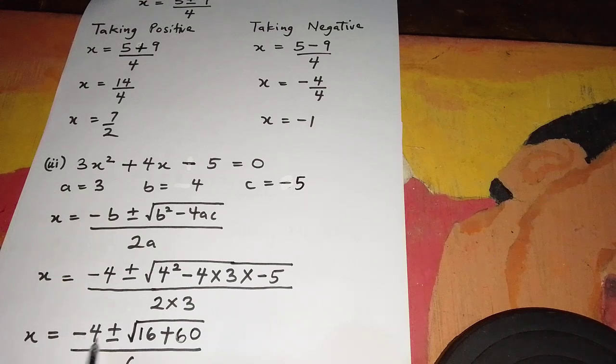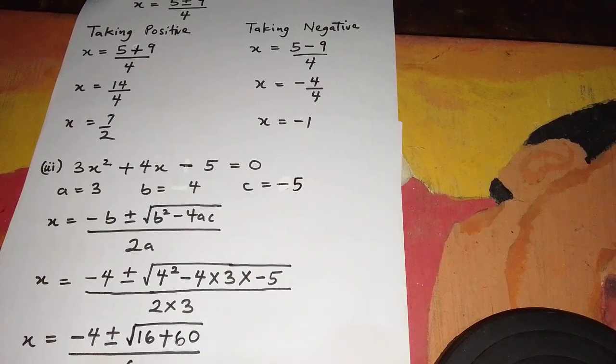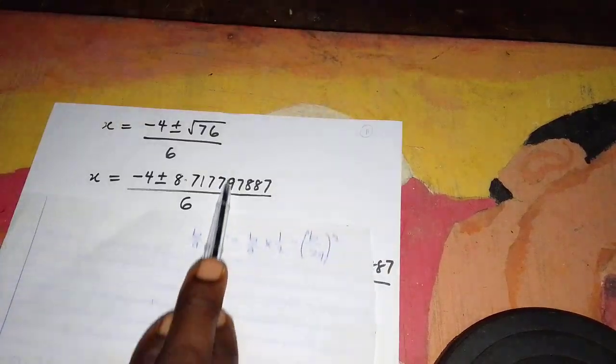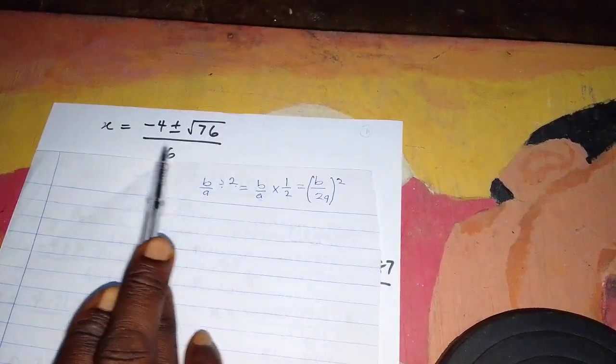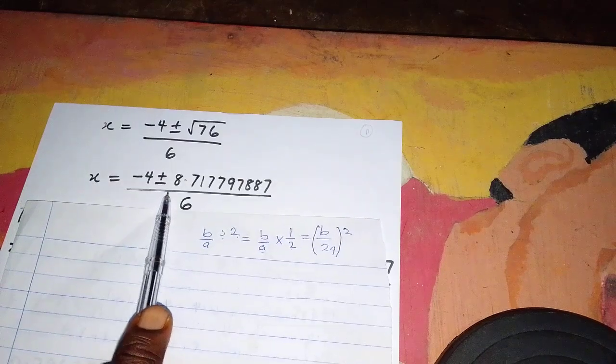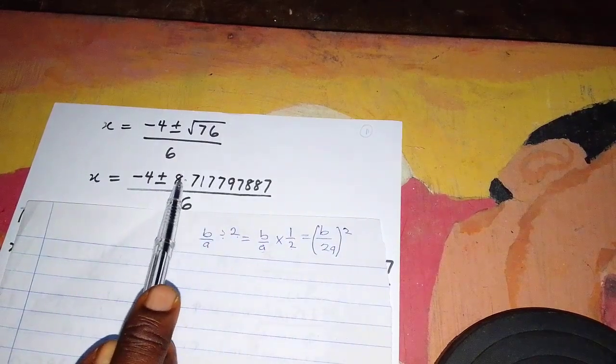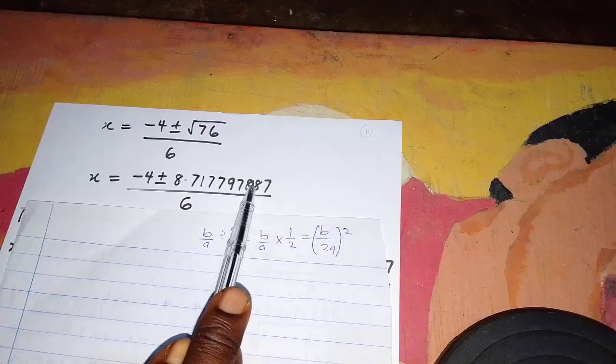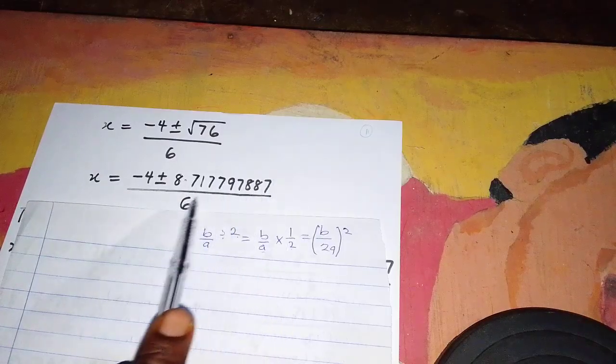So you now have minus 4 plus or minus, 4 squared is what? 16. Minus 4 times 3 is minus 12. Minus 12 times minus 5. Minus times minus will give us plus. 12 times 5 will give us 60, over 2 times 3 is 6. So from there, you have minus 4 plus or minus 16 plus 60 will give us 76 over 6. So when you find the square root of 76, you get 8.7177978887. Everything divided by 6.